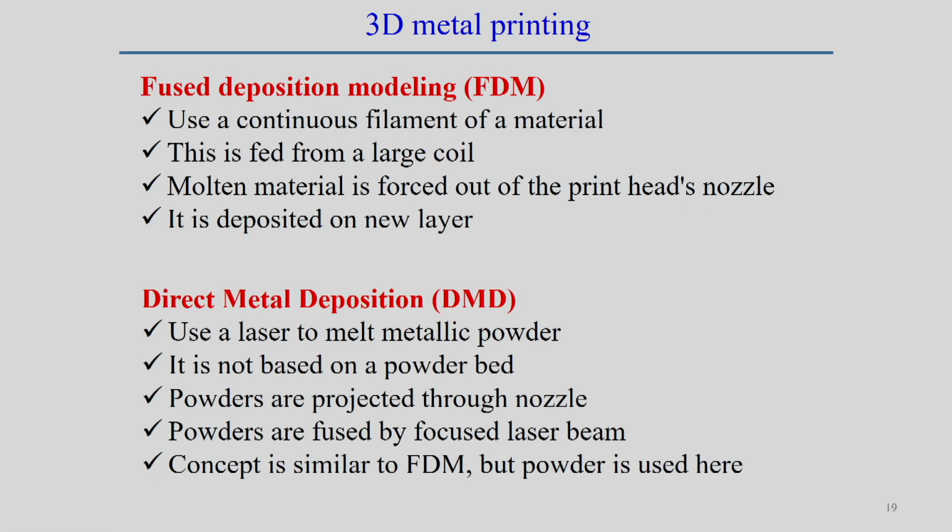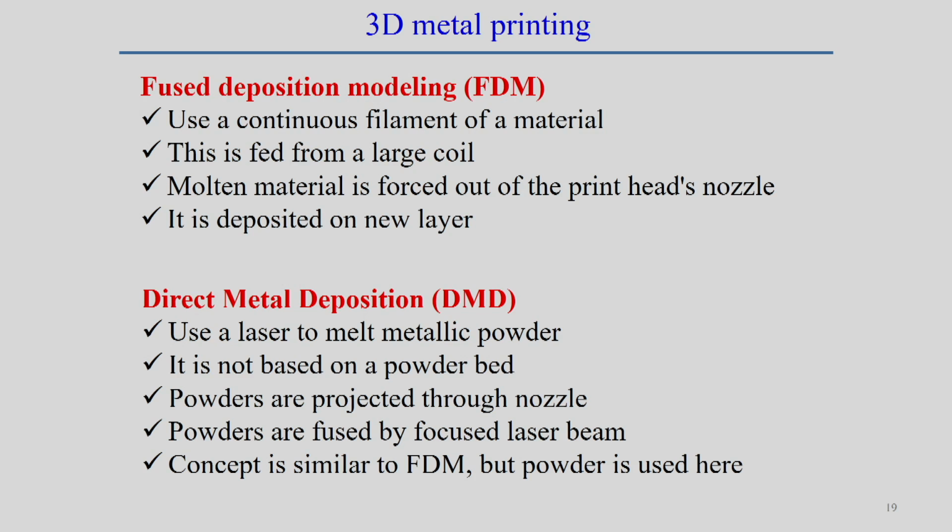Apart from that, fused deposition modeling is another metal printing technology. In these cases, instead of powder, a continuous filament of material is used, fed from a large coil of the same material, and molten metal is forced out of the nozzle tip, nozzle head, and then deposited as a new layer. This is the principle of fused deposition modeling. Both metallic and non-metallic materials can be used with this technology, but instead of metallic powder we use wire, so it is a wire based technology.